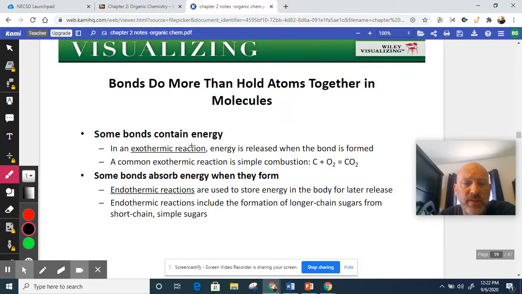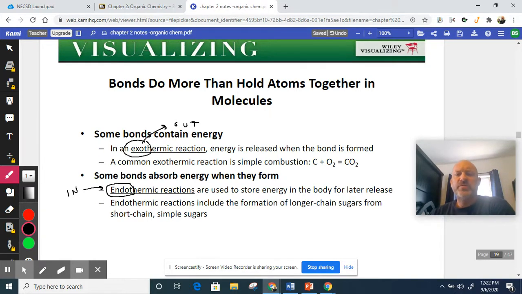Sometimes bonds contain energy. We store energy in bonds, right? And we can release that energy when we break the bond. When energy is released as a result of breaking a bond, we produce what's called an exothermic reaction. Exo means out, right? So energy is being released. Some bonds absorb energy. When energy is stored in the bonds, when we put bonds together, we create what are called endothermic reactions. Remember, endo means in. So we're putting energy into the bonds. We're storing it to be used later on.